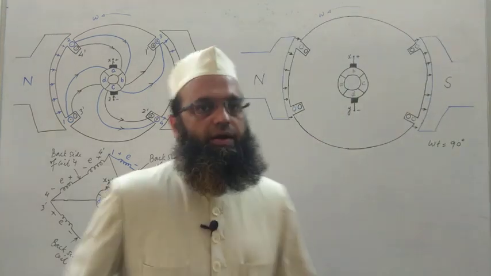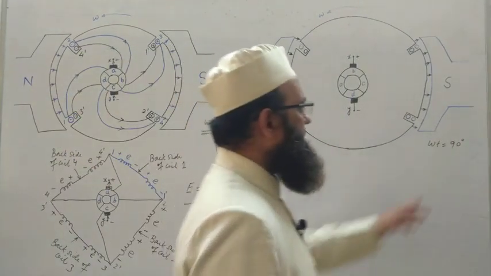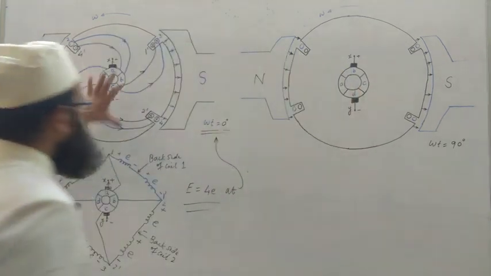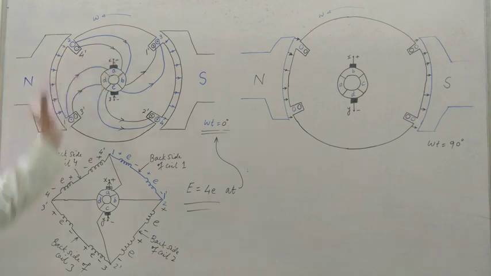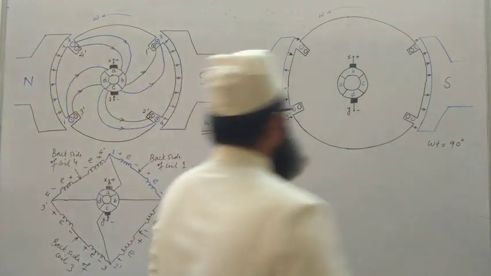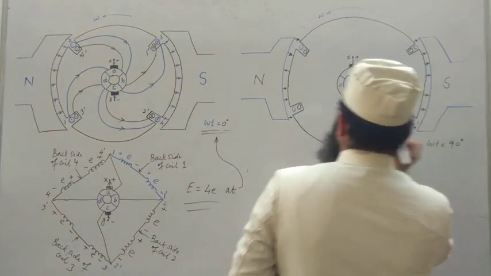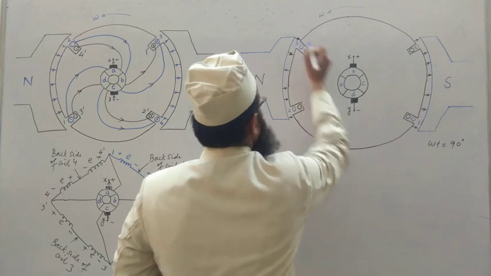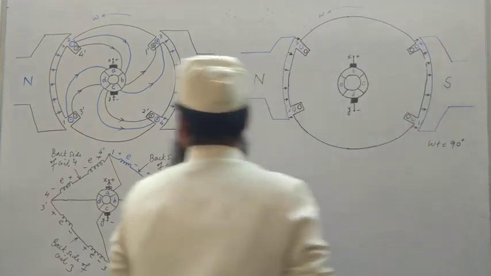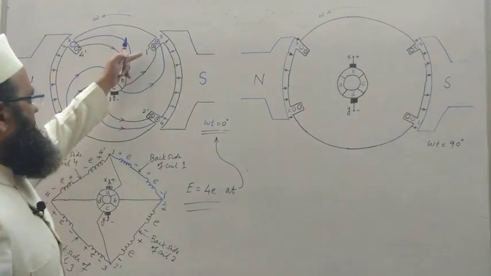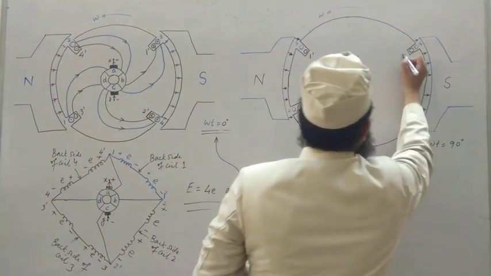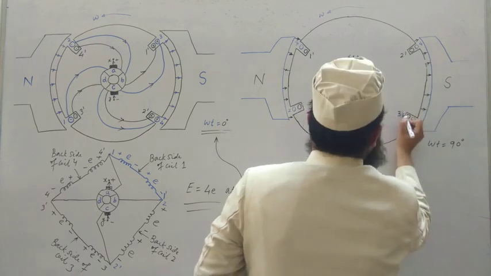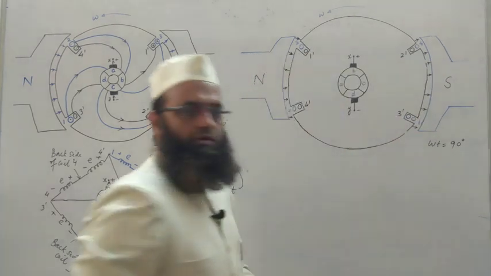Now we are considering the third case, corresponding to theta equal to 90 degrees. From the initial position at omega t equal to 0 degrees, the rotor has rotated by 90 degrees, so that this position may be marked here 1, and similarly 2, 3 and 4. So the corresponding positions are 1 dash, 2 dash, 3 dash and 4 dash.